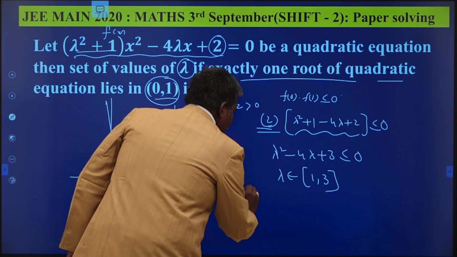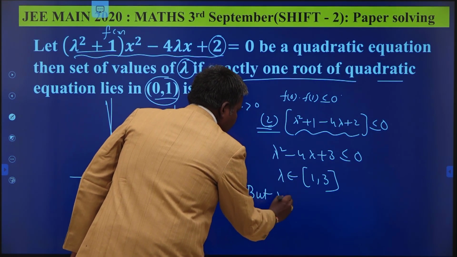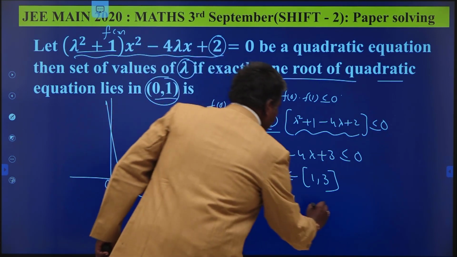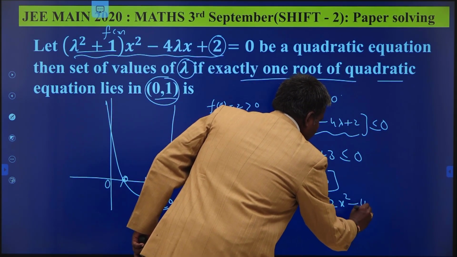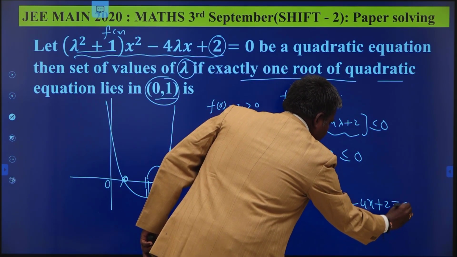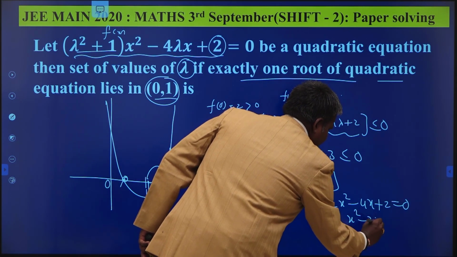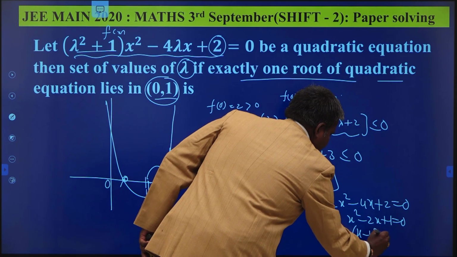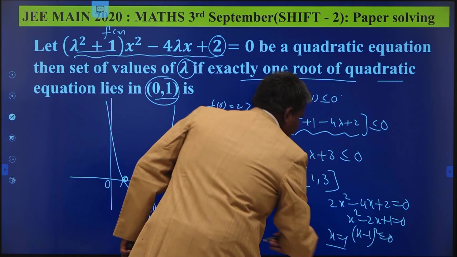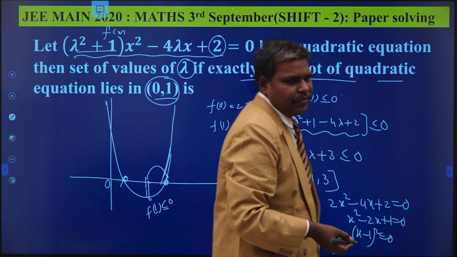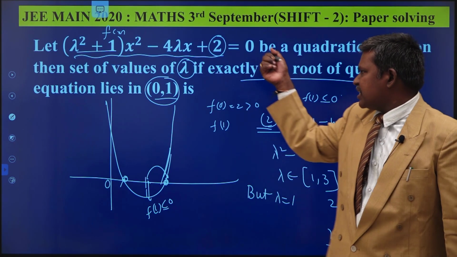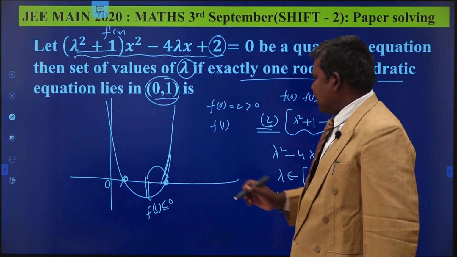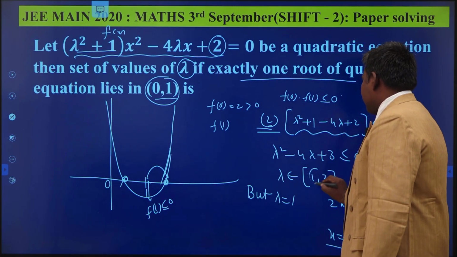But when lambda is equal to 1, what happened? Observe here, when lambda is equal to 1, 2x square minus 4x plus 2 equal to 0. That is x square minus 2x plus 1 equal to 0, that is x minus 1 whole square equal to 0. X equal to 1. The roots are coincident at 1. This is a contradiction to our assumption that exactly one root should lie between 0 and 1. That is why you can't take lambda as 1.